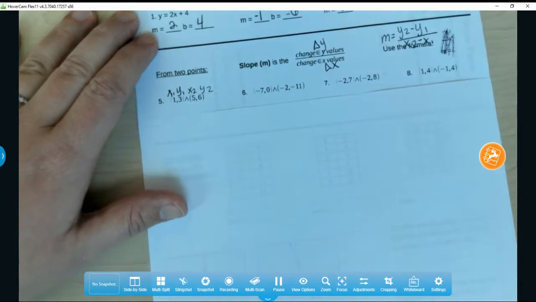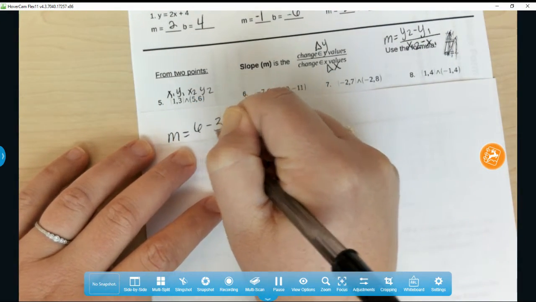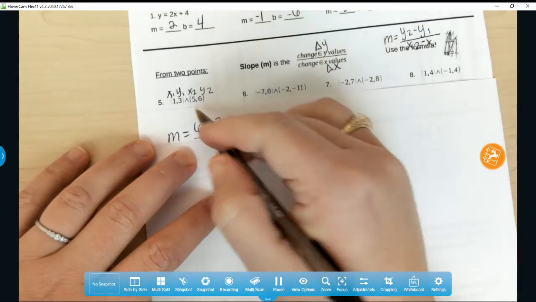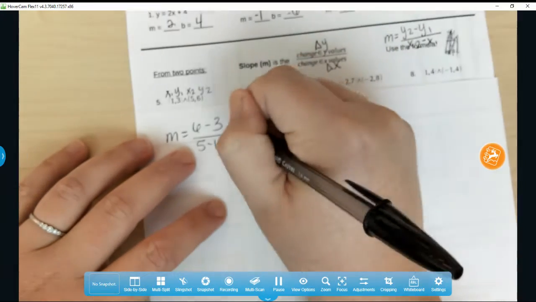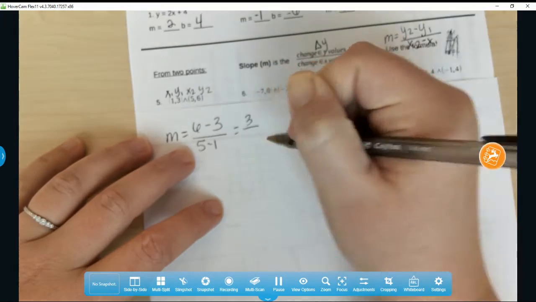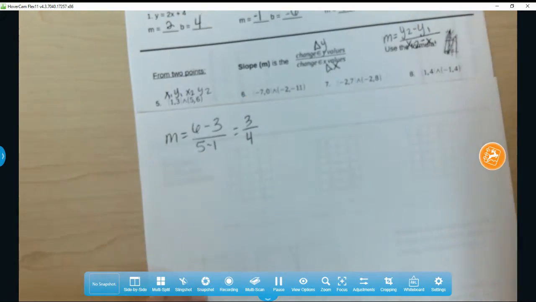So what I'm going to do is I'm going to set it up. m equals y2 minus y1 over x2 minus x1. 6 minus 3 gives us 3. 5 minus 1 gives us 4.